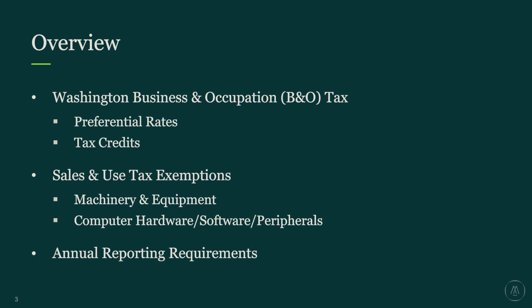In addition to B&O tax incentives, there are a couple of sales and use tax incentives we'll cover. Specific to the aerospace industry are the computer hardware, software, and peripheral sales tax exemptions, and those are specific to aerospace. We'll also cover the general machinery and equipment sales tax exemption, which is not specific to aerospace, but most manufacturers in the aerospace industry will generally qualify for that incentive. Then we'll wrap up covering a couple of procedural items, mainly the filing of the annual survey that is required to claim these incentives.